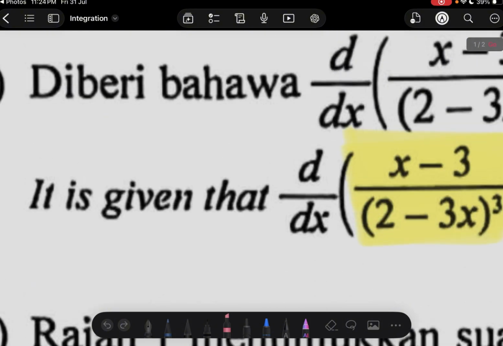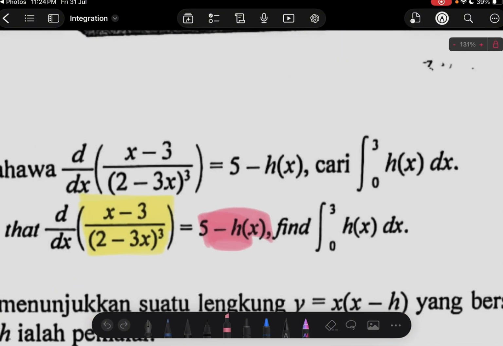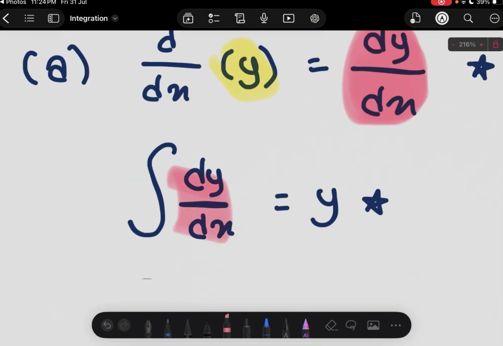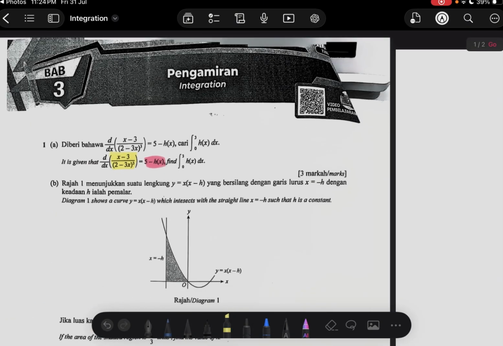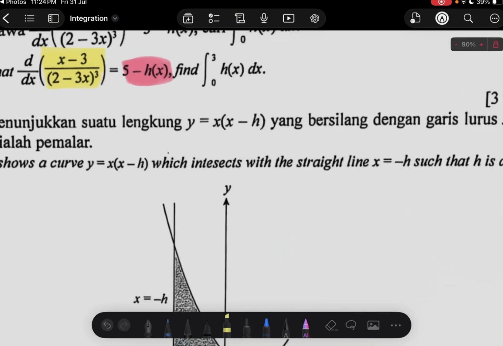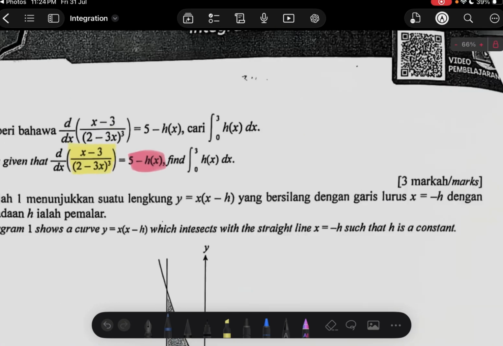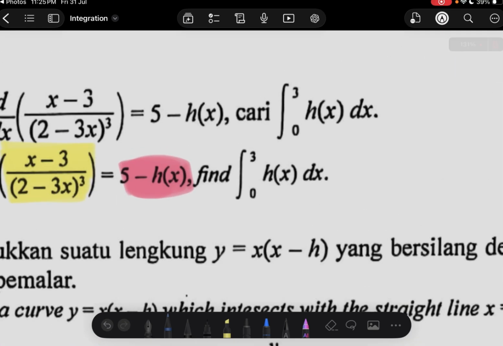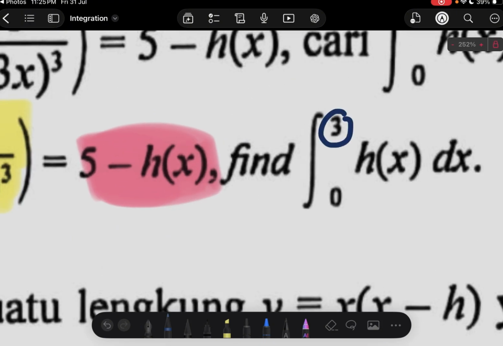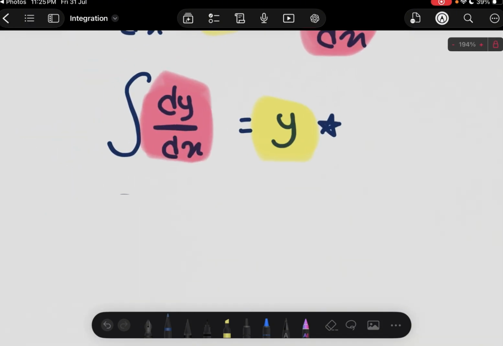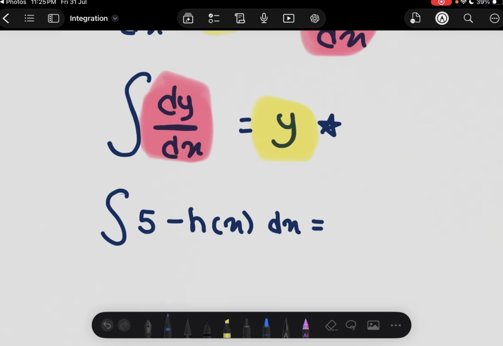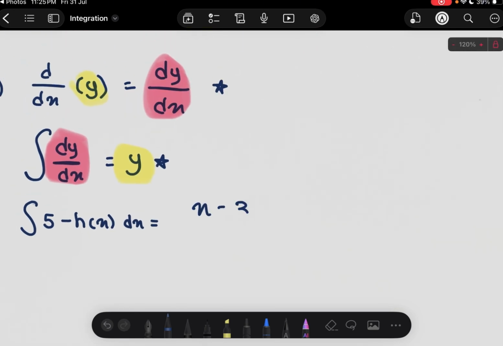So if we differentiate y to get dy over dx, this means that if we integrate dy over dx, we can get back y. Based on this question, it just wants us to master these two concepts, and we can already put them into equations. In this case, they want us to find the integral with upper boundary 3 and lower boundary 0 of h(x) dx.